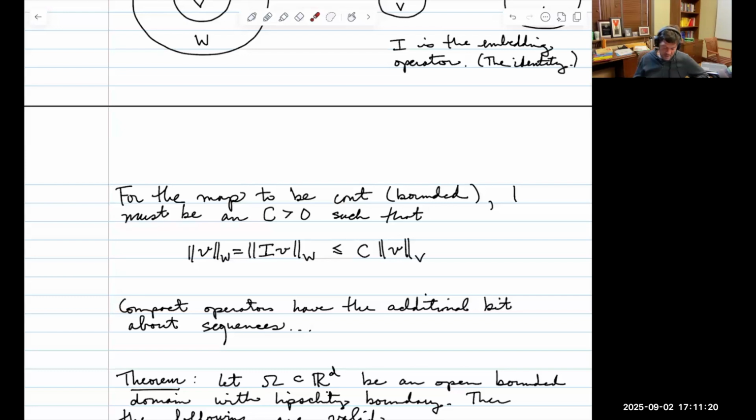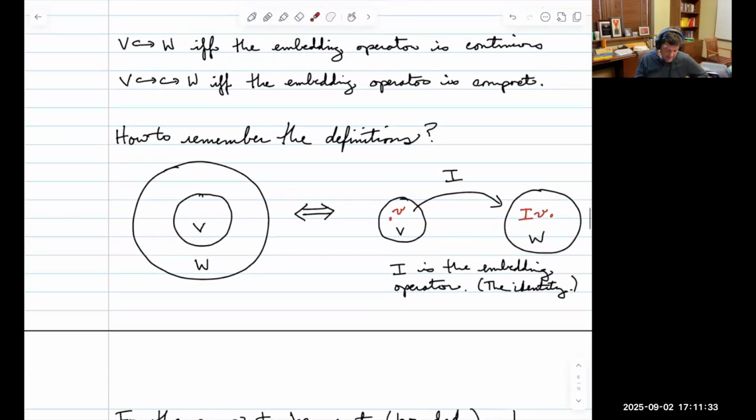Go give it a wiki or a Google, figure out what a compact operator is. It's a very useful thing. It tells us something in addition to the fact that we have a continuous operator. What it says is if I have a bounded sequence in this space, then there's a subsequence and a point W such that a subsequence of that converges to a point in W.